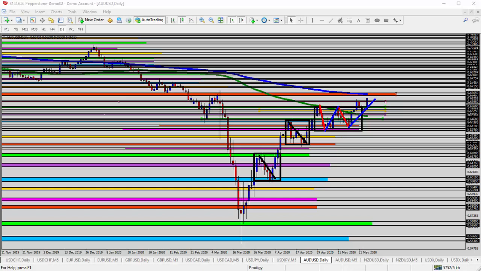Today we're looking at the AUDUSD, Australian versus US dollar, for today's trade analysis. Today we could see on the daily time frame this currency pair has been in an uptrend for quite a while. We go all the way back to mid to late March, bottomed out down here into the low 0.55s and has been basically running up ever since.